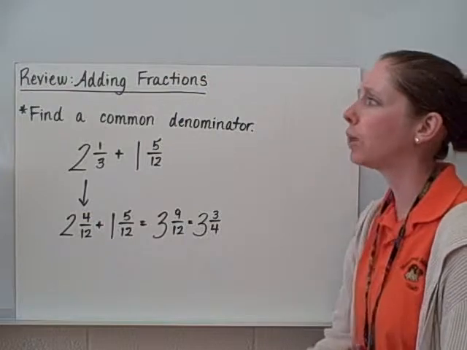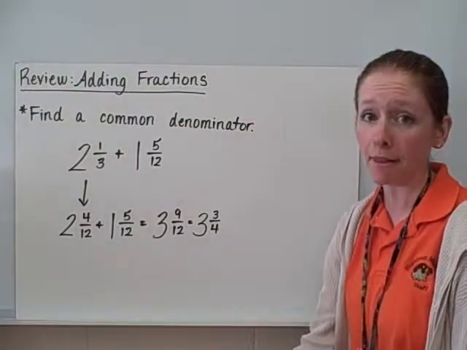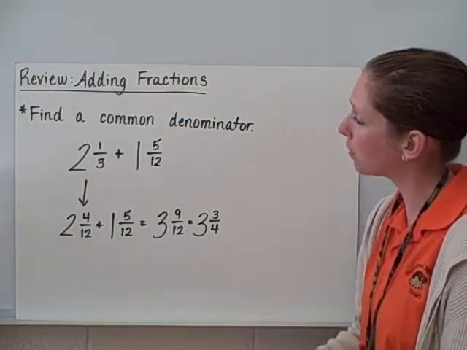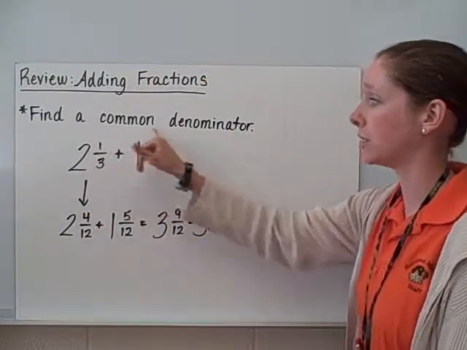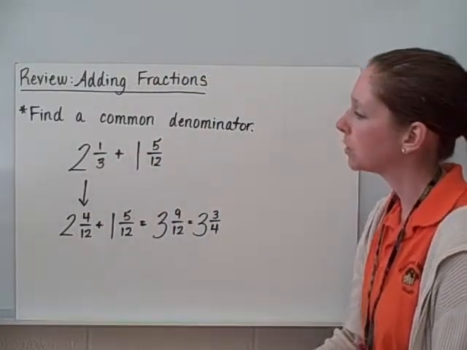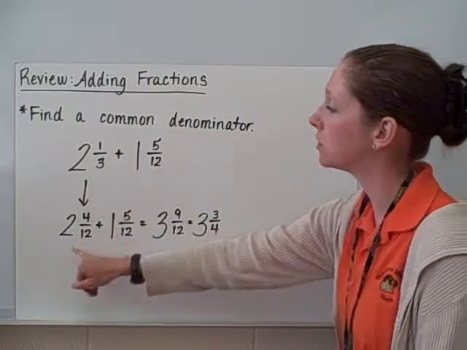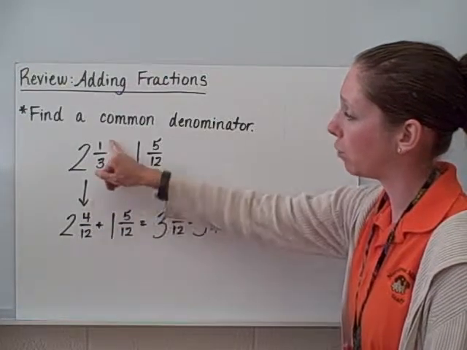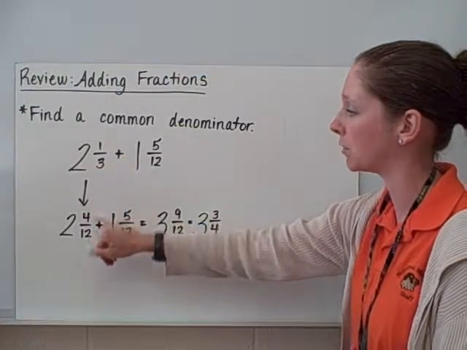We're going to be doing some work with fractions, so remember that you've got to be able to add them well. So here's a review for you. Remember that if you have a problem like 2 1/3 plus 1 5/12, you must find a common denominator. So here you can see that I've changed the 2 1/3 to 2 4/12. The 3 became 12 and the 1 became 4. If I do 3 times 4, I've got to do it on top as well.